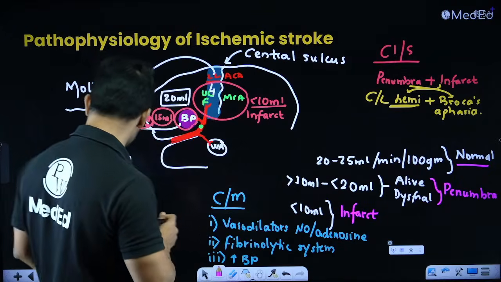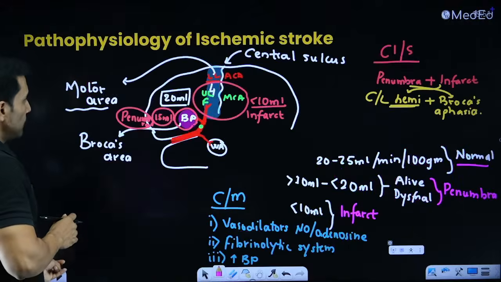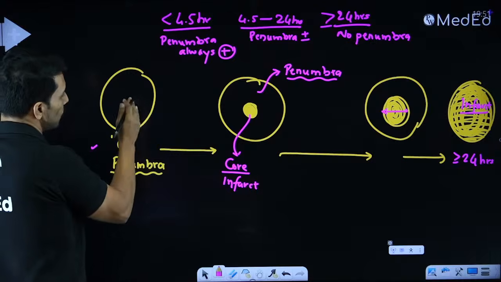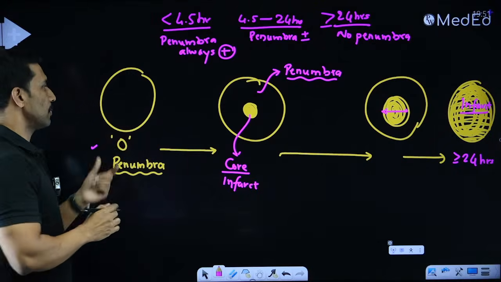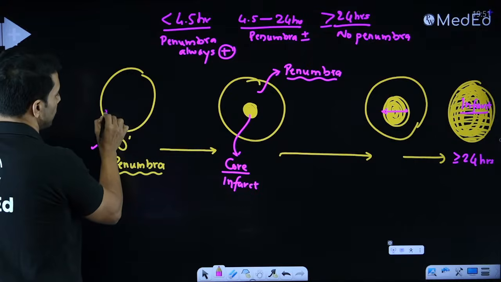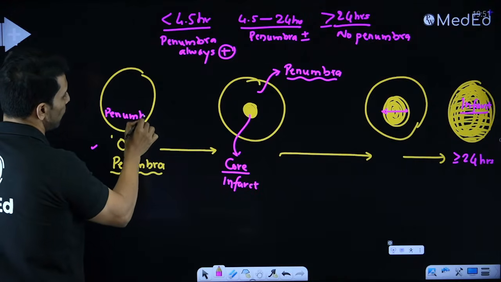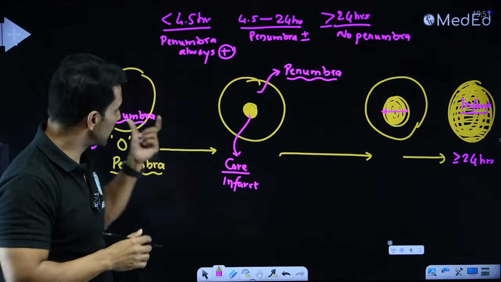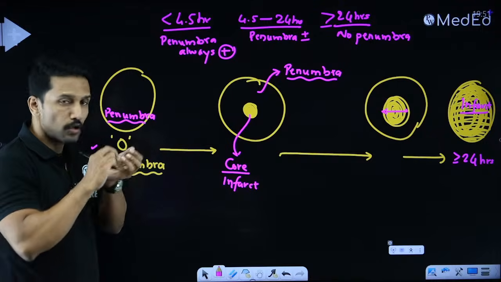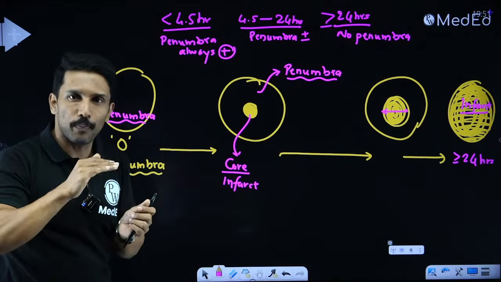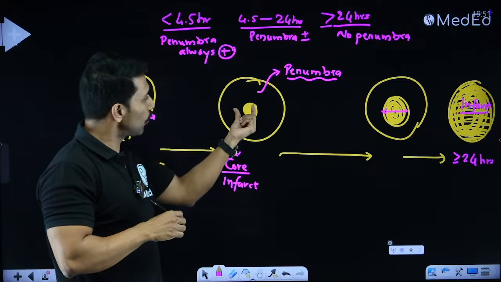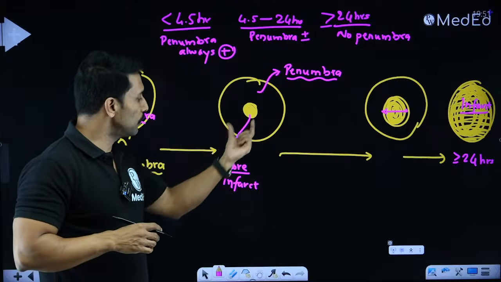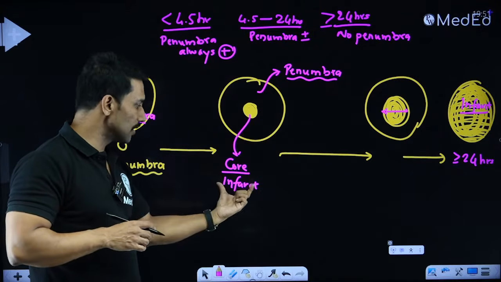So basically what happens is when a blood vessel gets blocked, at the 0 hour, the flow drops to less than 20 ml, but not less than 10 ml. So that whole area will be a penumbra. At the 0 hour, once the blood vessel is blocked, the entire area that was supplied by that particular blood vessel becomes penumbra. But as time progresses, the clot keeps becoming bigger, so flow keeps dropping. As the flow keeps dropping, at the center of that particular blood vessel's territory, flow may drop to less than 10 ml, so that becomes infarct.